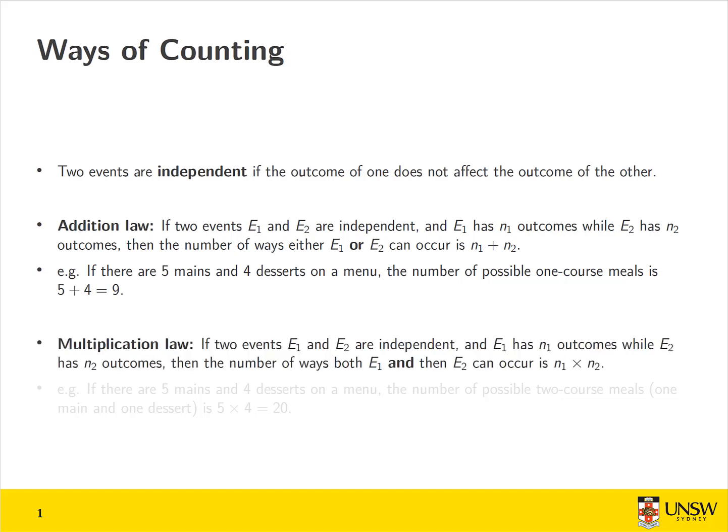The multiplication law states that given two independent events E1 and E2, the number of ways that E1 followed by E2 can occur is the product of their individual numbers of outcomes. For example, if a menu contains 5 main dishes and 4 desserts, the number of possible two-course meals is given by the product 5 times 4, or 20.